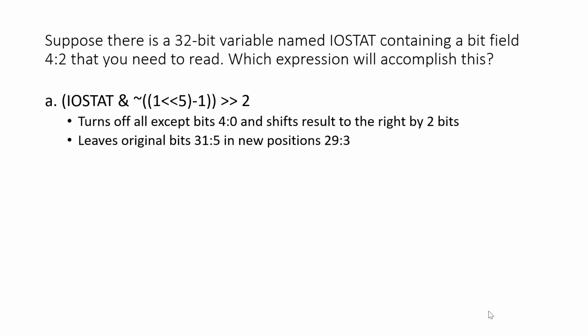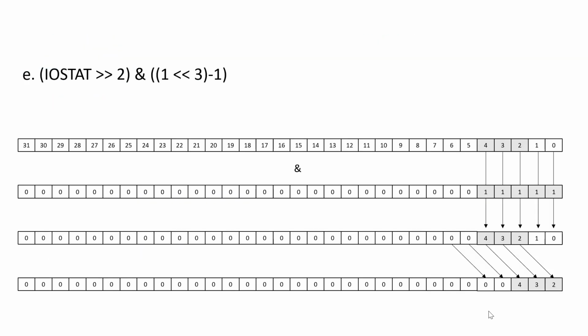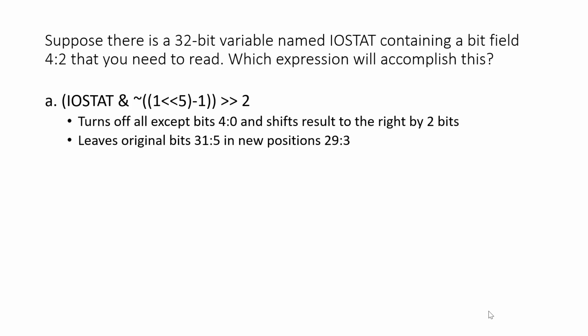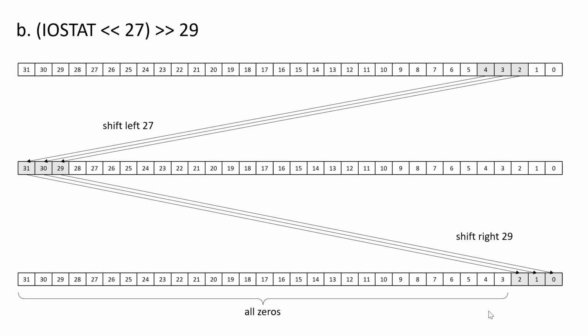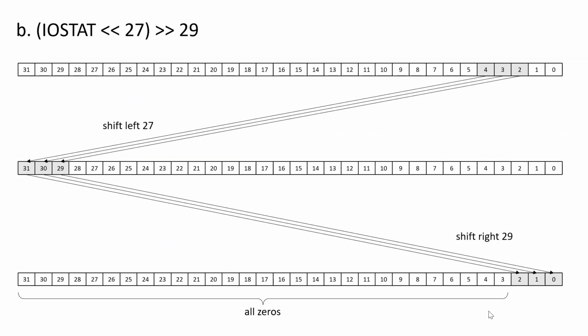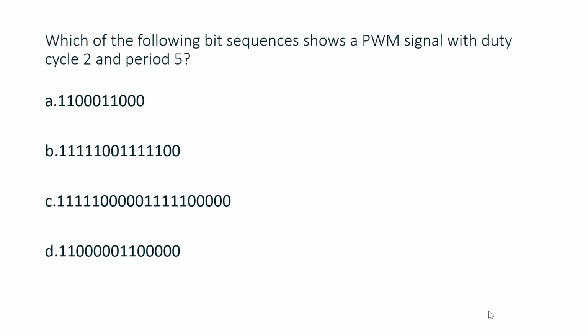So what was the answer? Was the answer all of them, or all but that one? Was it all? Okay, so that might have been, turns off all except bits 4 down to 0, and shifts the result back by 2 bits. So this would be correct, except for the tilde. If the tilde weren't here, this explanation would be correct. That's a bug, so I'll have to fix that. I think the right answer was all of these, which would be correct if not for that tilde. So yeah, good point, thank you.